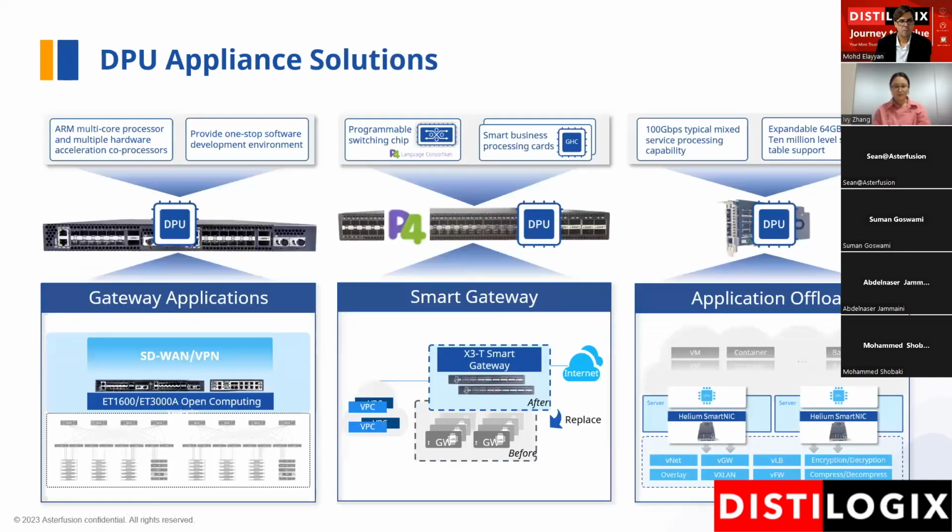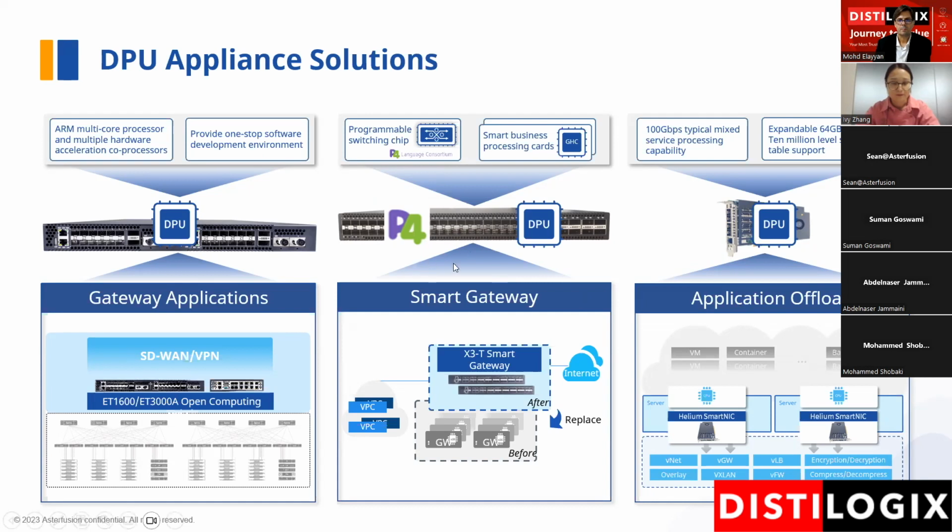Here are some proposed solutions for white boxes. For ET series, it can be used as a small branch gateway to hold SD-WAN or other VPN applications. ET1600 also has a small Wi-Fi module to play the role of a small access point integrated in the gateway.